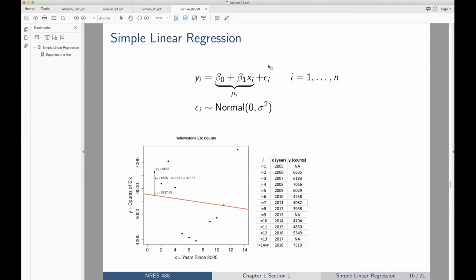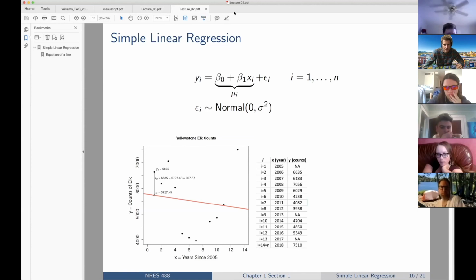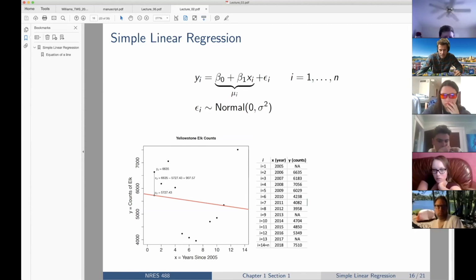All right, so we talked about increasing model complexity. How might we make this model fit the data better? And I'm going to pick on someone who isn't showing their screen here. So, Jevin, what do you think?